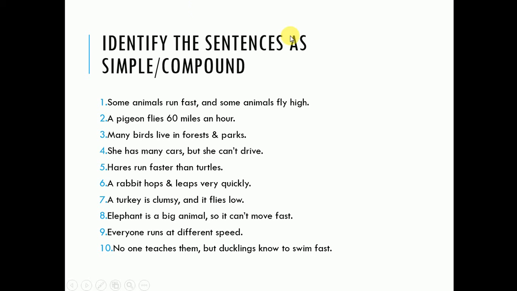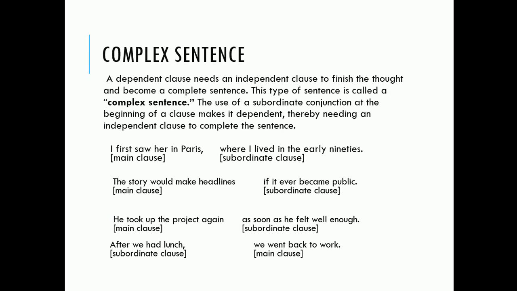Now we move to the third kind of sentence. This is known as a complex sentence. A complex sentence is made when a dependent clause, that is, an incomplete sentence, is completed with the help of an independent clause.